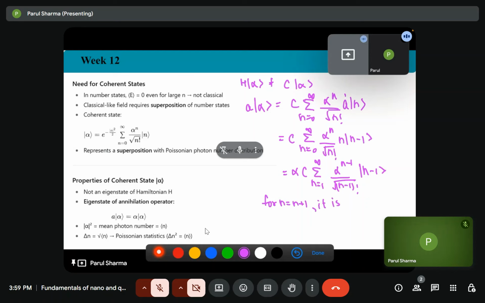A coherent state. And if a acts on alpha, it will give us alpha times alpha. It means alpha is an eigenstate of A.